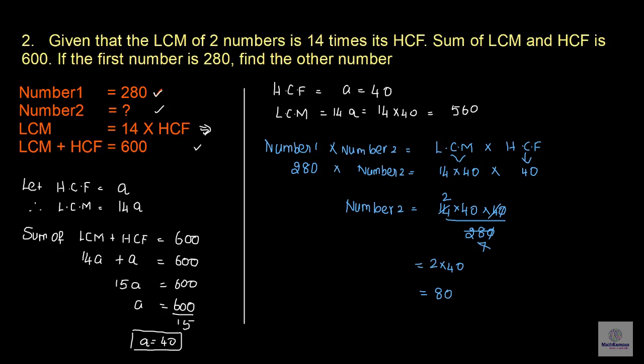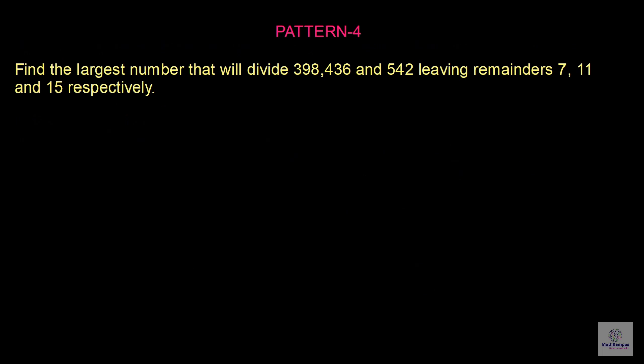இப்போ next pattern problem. Next pattern is finding the largest number that will divide 398, 436, 542, leaving remainder 7, 11 and 15 respectively. இந்த மாதிரி ப்ராப்ளம்ஸில் largest number அப்படின்னு கொடுக்கும்போது largest word is associated to highest common factor, HCF problem. So இதில் 2 steps இருக்கும். Step 1 and step 2.